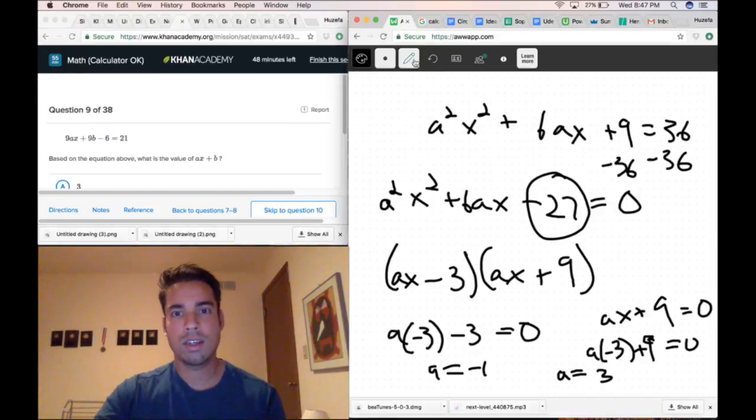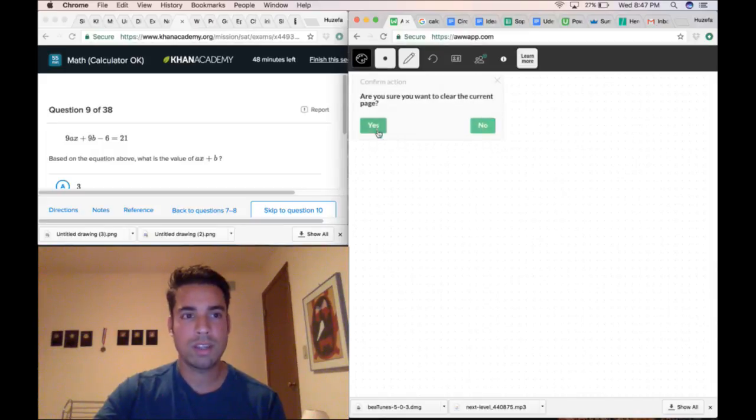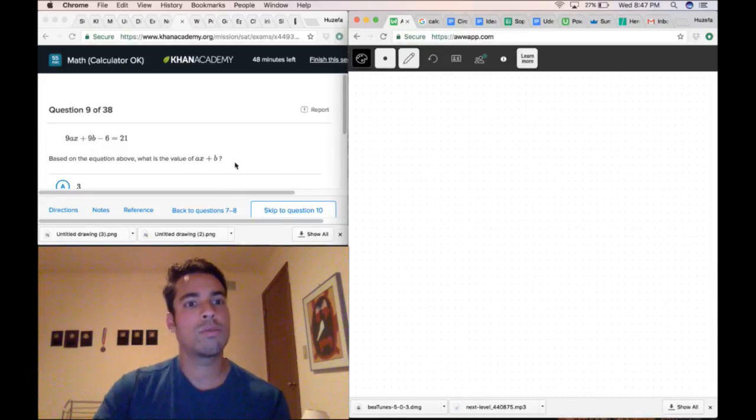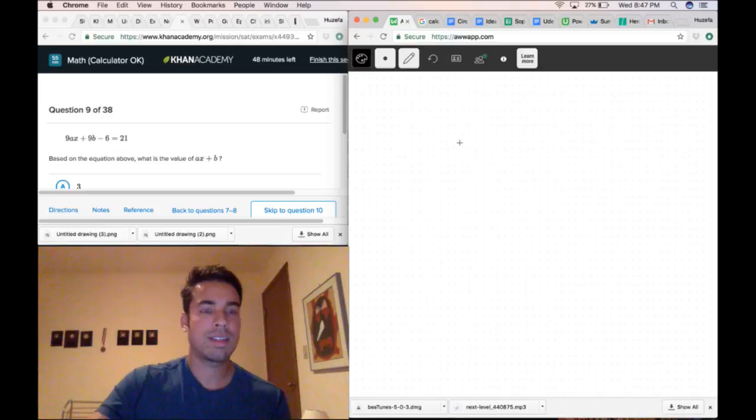On to question 9. So you see, I've got to move fast, right? You can see how quickly the time is going down. Based on the equation above, what is the value of ax plus b?